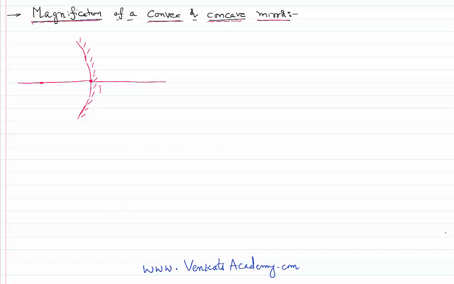So this is the pole. This is the center of curvature. Somewhere here, the focus will be there, because we have proved that the principal focus will be there. We have proved that the distance between the pole to focus, which is called the focal length, is equal to half the radius of curvature. That's the distance between P and C. We have done it in the previous lessons.